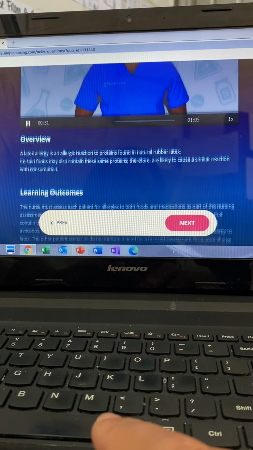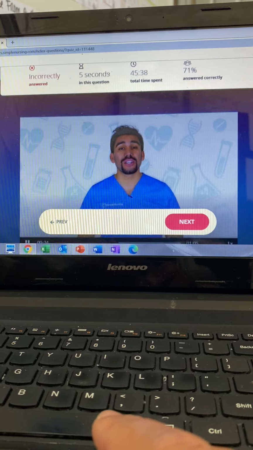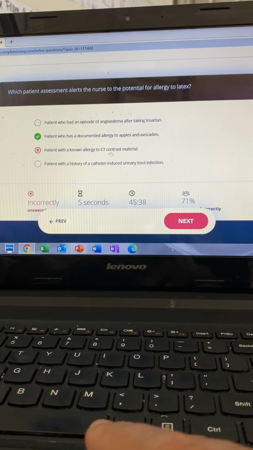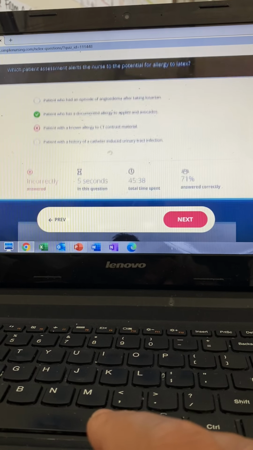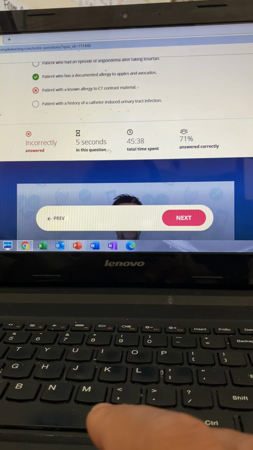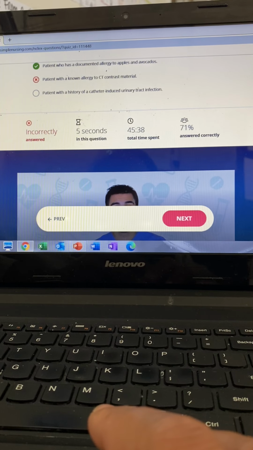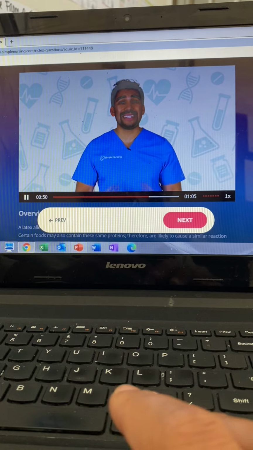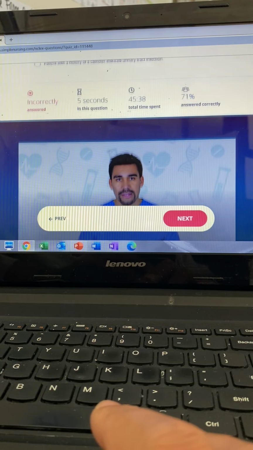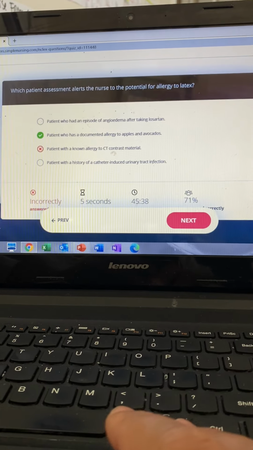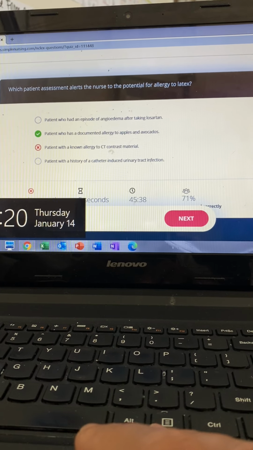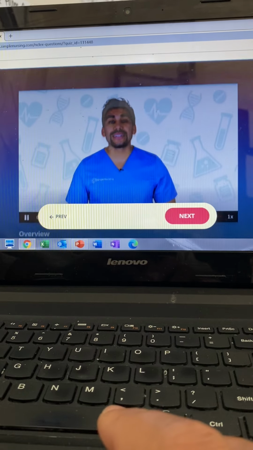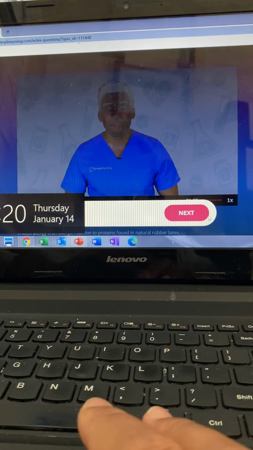So option number 1 is incorrect. An allergic reaction to losartan is not related to latex. Now option number 2 is correct here. Allergic reaction to apples and avocados could mean a reaction to latex as well. And option 3 and 4 are incorrect. An allergy to CT contrast, not related to latex. And option number 4 is incorrect. History of catheter-induced UTIs, not related to latex. Okay, that wraps it up. For more details and test tips, please see the rationale below.